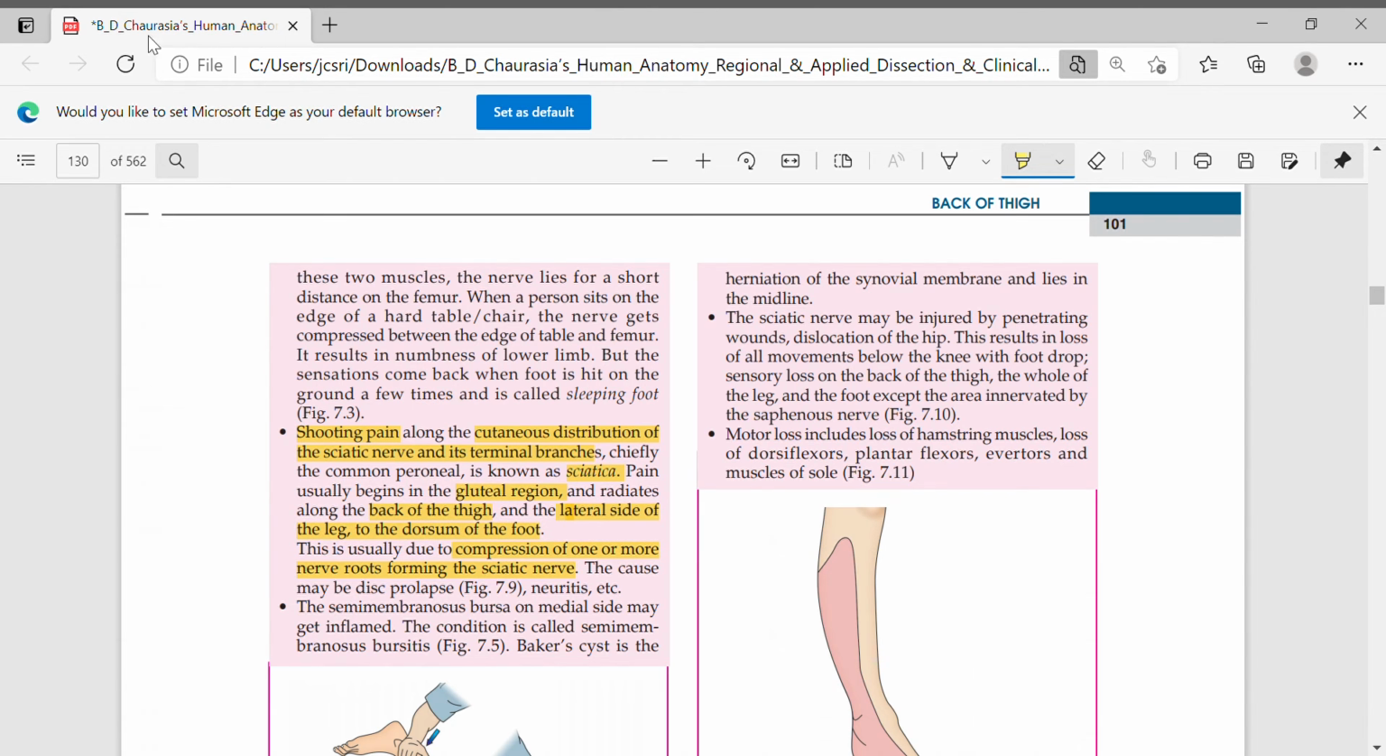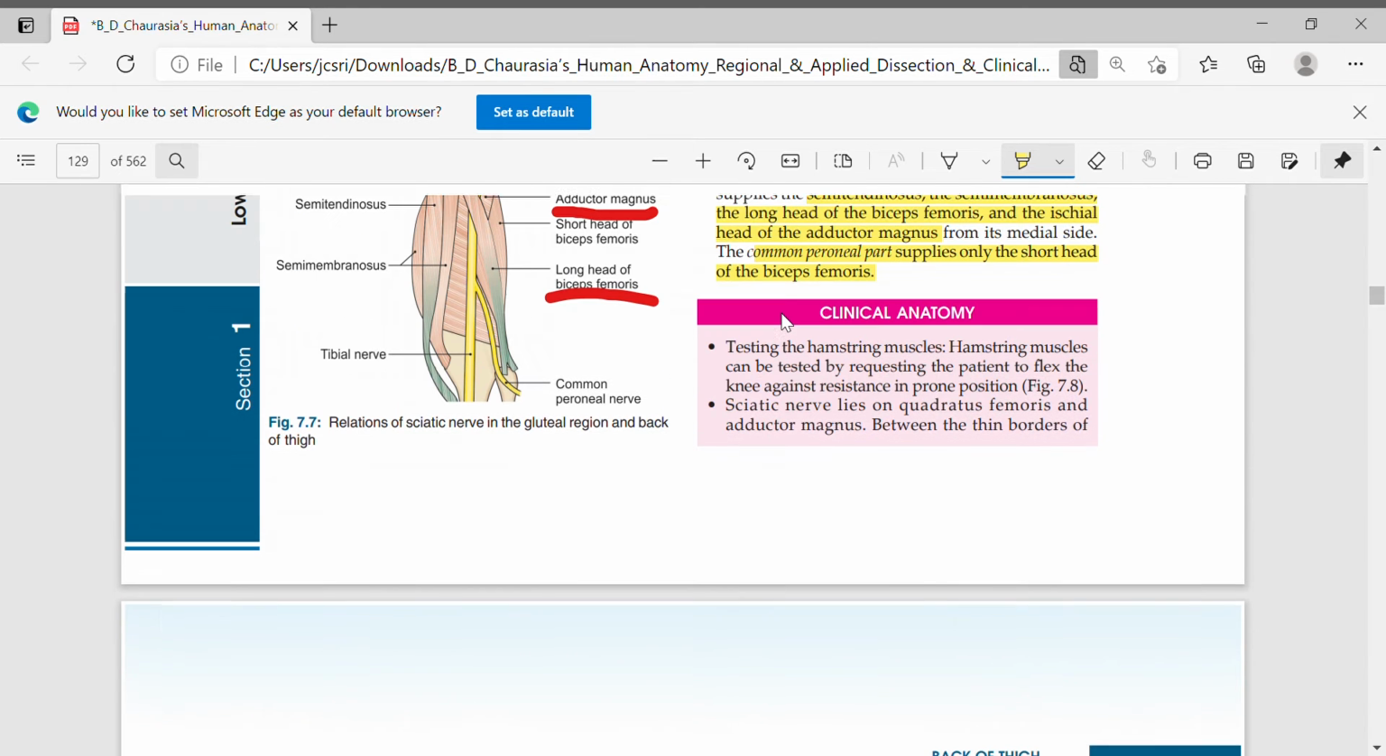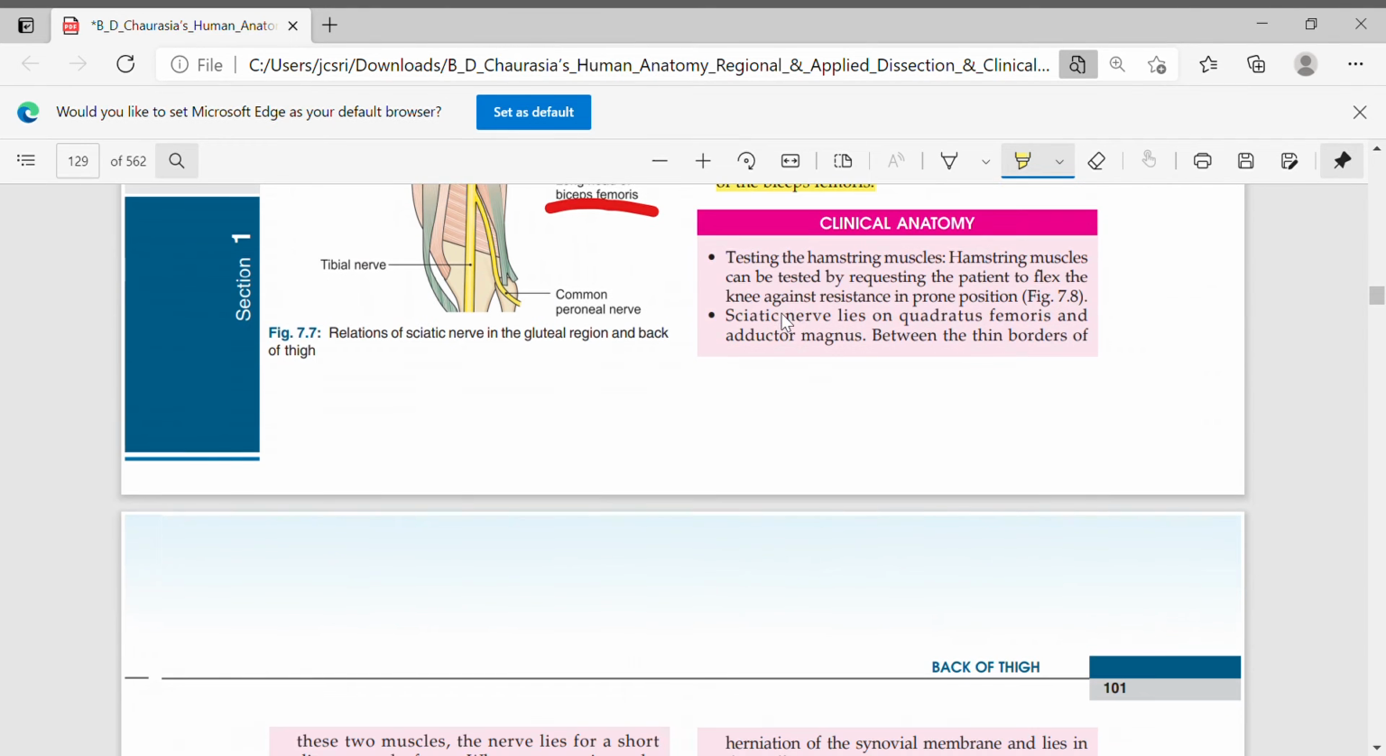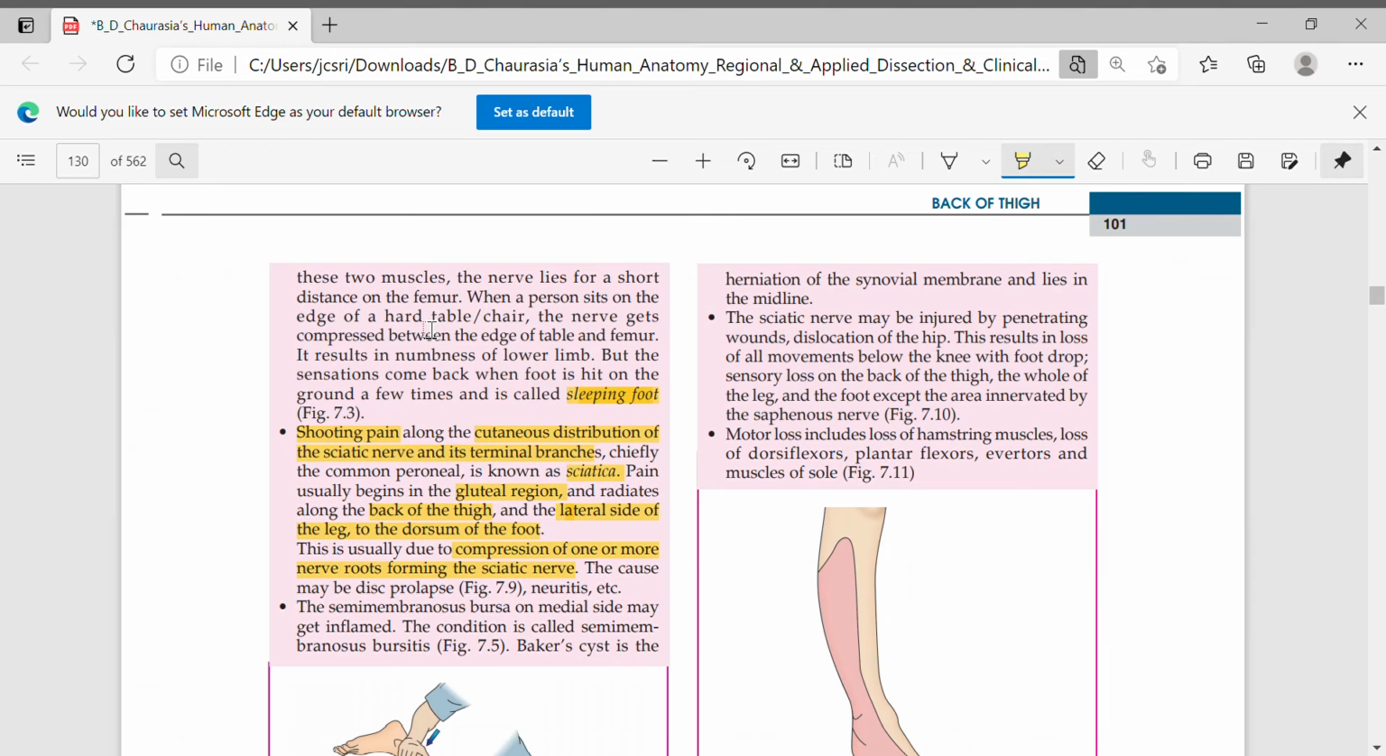And you have sleeping foot, which is a temporary one. It is also a compression of the sciatic nerve, but it is easily recovered. Sensation will come back within a few minutes. The sciatic nerve gets compressed in this also.